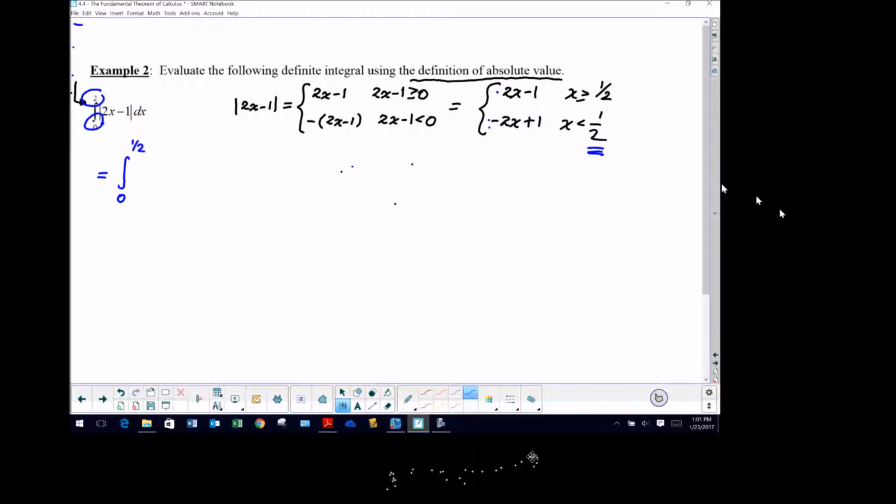Be the bottom piece, right? The bottom piece, because the bottom piece is the one that says, hey, I am defined when x is less than 1/2, and that's exactly what we're looking at here. So we'll place this negative 2x plus 1, with respect to x, into that integral spot.